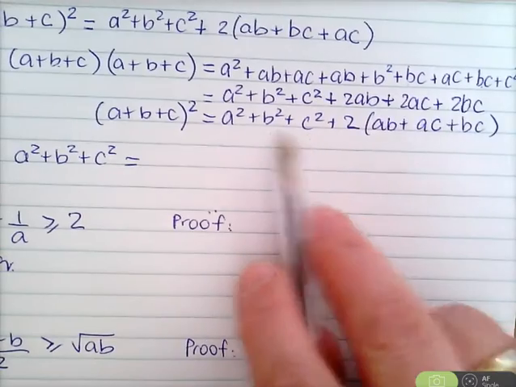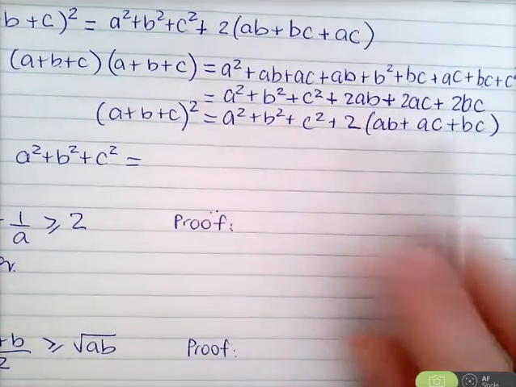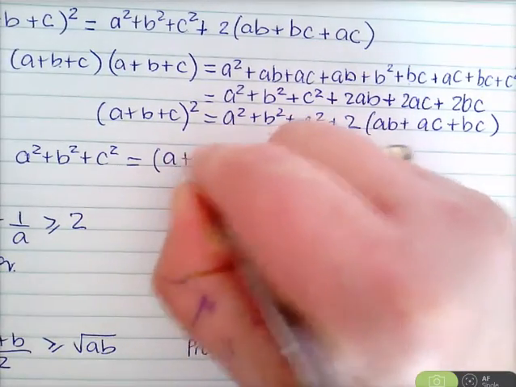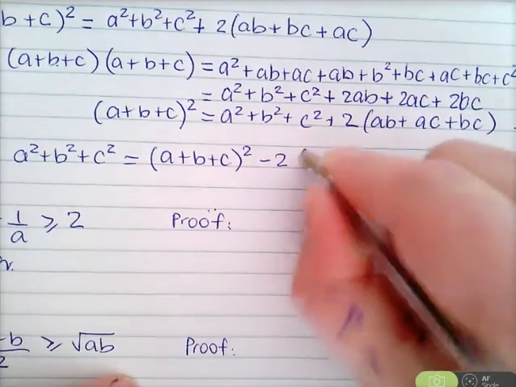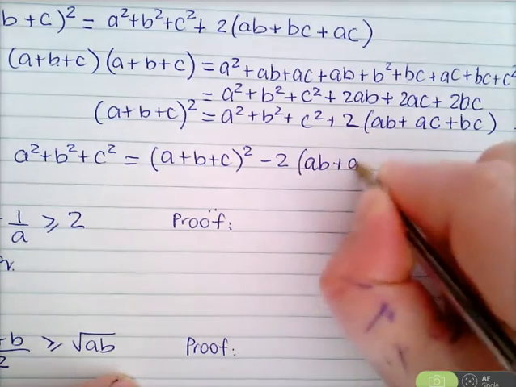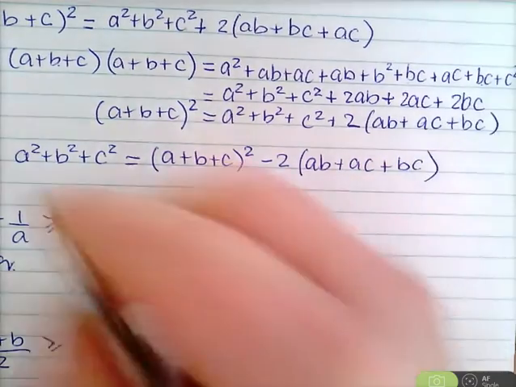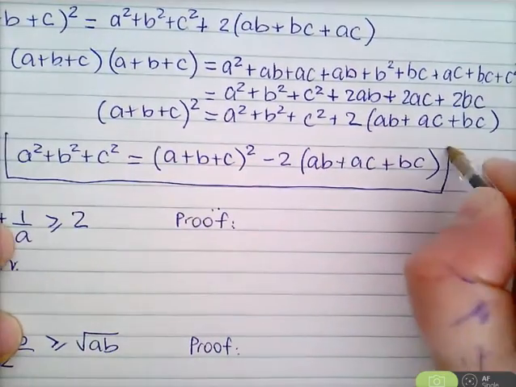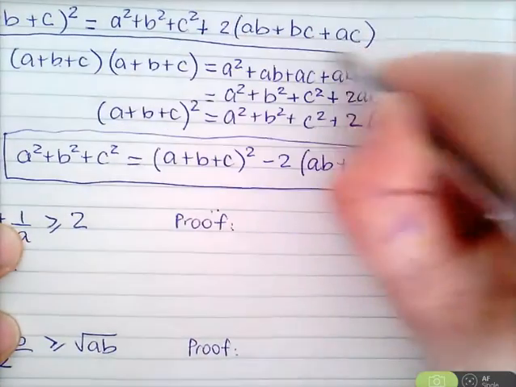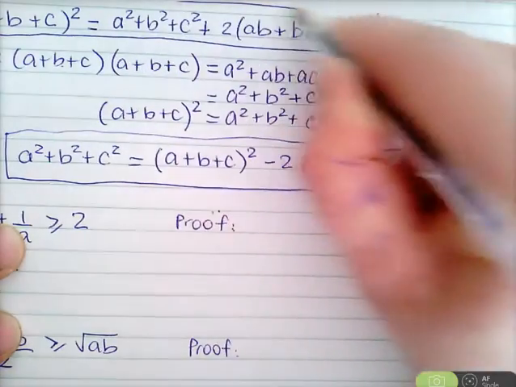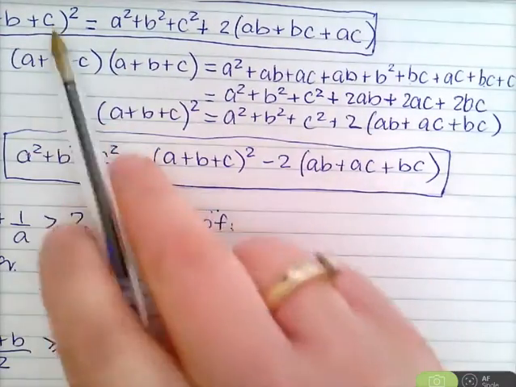So therefore a squared plus b squared plus c squared, just using this result, will be (a plus b plus c) squared minus 2 lots of (ab plus ac plus bc). Okay, so you can just remember these two results. So we've got just the expansion of (a plus b plus c) squared.